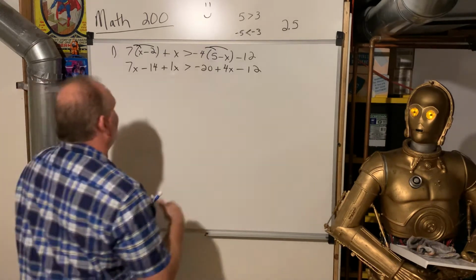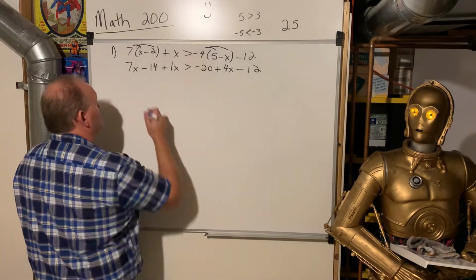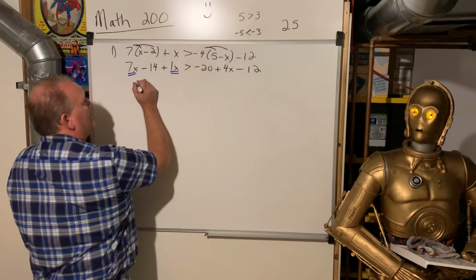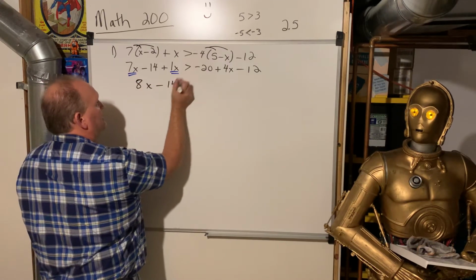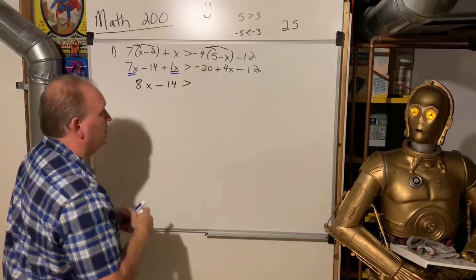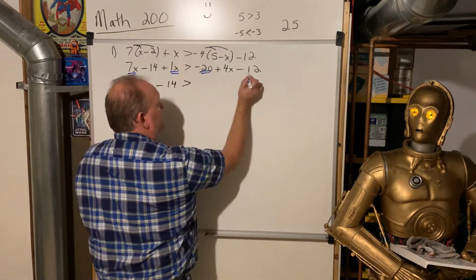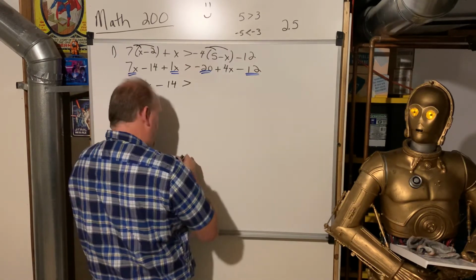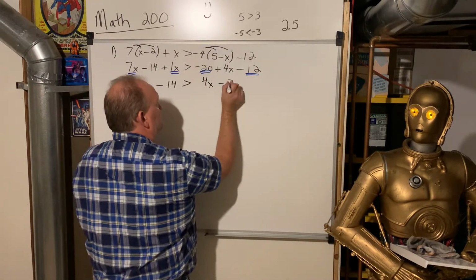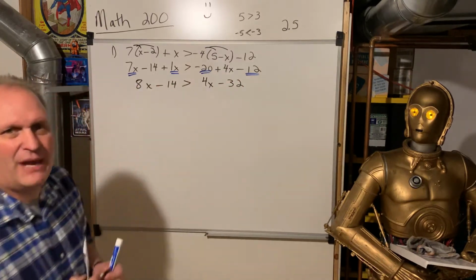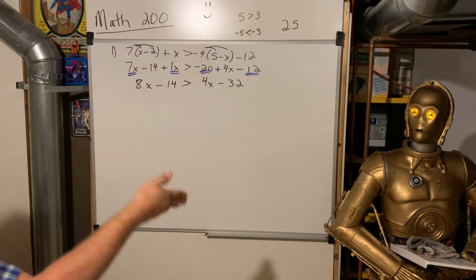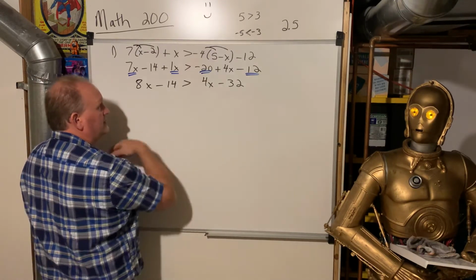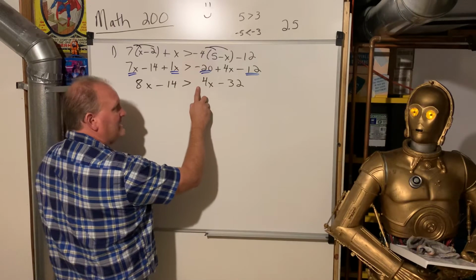All right? Now, combine like terms. This is a like term with that. I can put those together. I get 8x minus 14. That greater than sign is still there. This is a like term with that. I can combine those. They're both negative. So negative 12 and negative 20 is negative 32. You can put it first or second. It doesn't matter. I like to write it variable then number. Just make sure if you write it the other way, you remember the negative 32 plus 1.